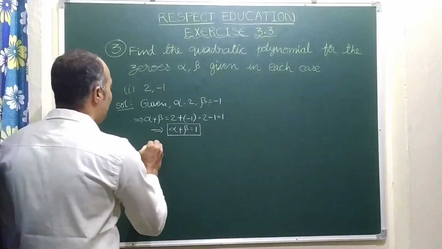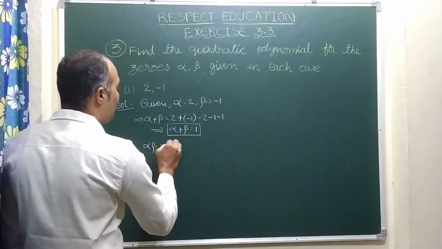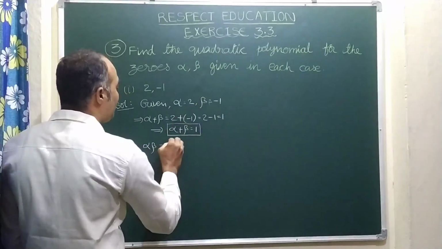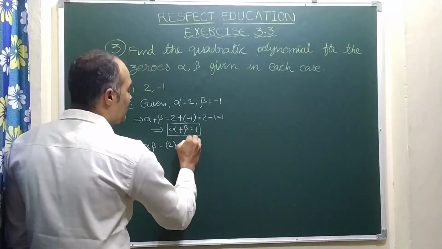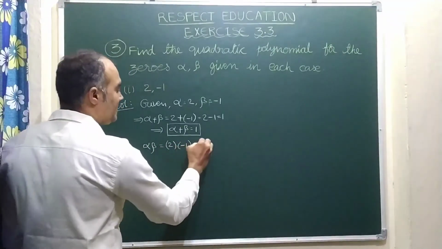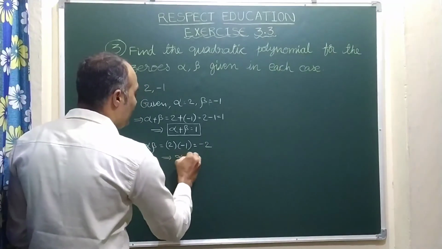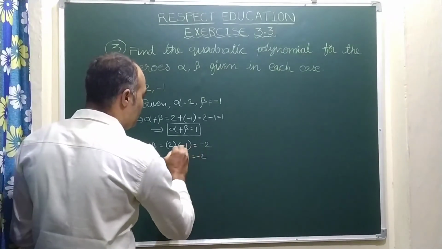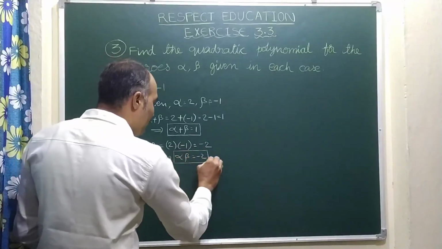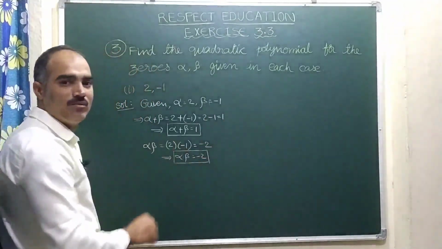And now we find alpha into beta also. Alpha into beta means 2 into minus 1. Plus into minus is minus, 2 ones are 2. So here we get alpha into beta, that is minus 2. Right? Now onwards same procedure like the second problem.